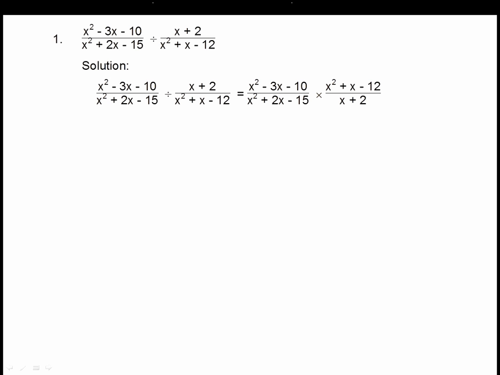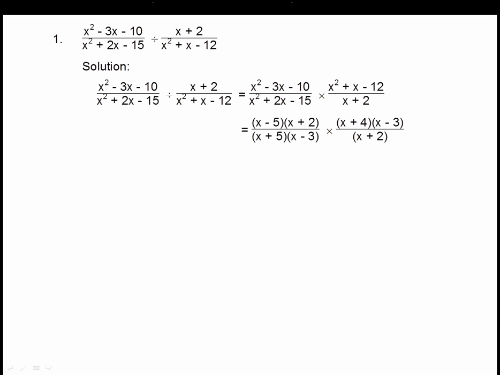After we invert the second fraction, we start to multiply. Remember, don't really multiply. Factor everything in sight. So this numerator will factor as (x minus 5)(x plus 2). This denominator factors as (x plus 5)(x minus 3). This denominator is factored, so I'll just put parentheses around it. And this numerator factors as (x plus 4)(x minus 3). So I've factored everything in sight.